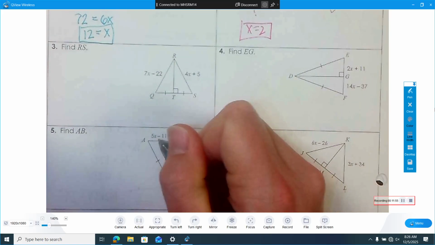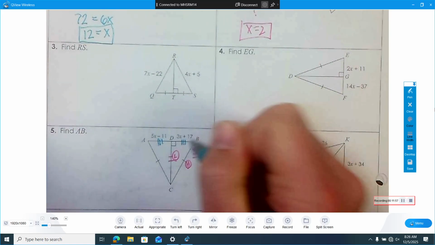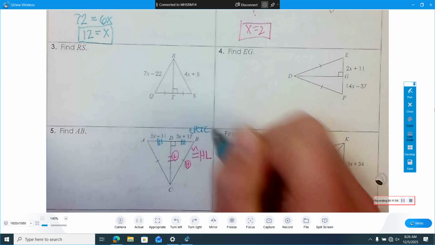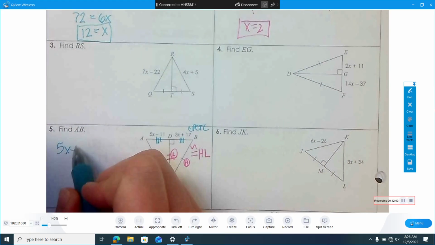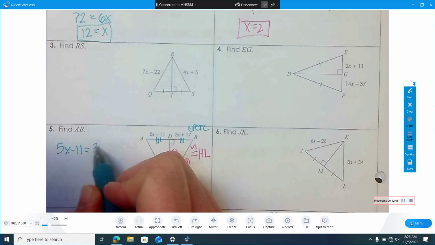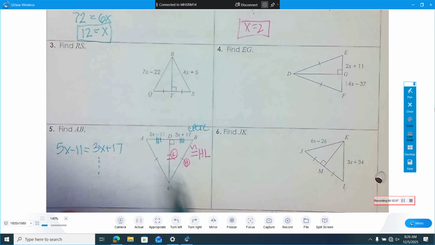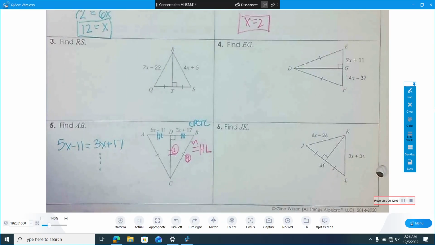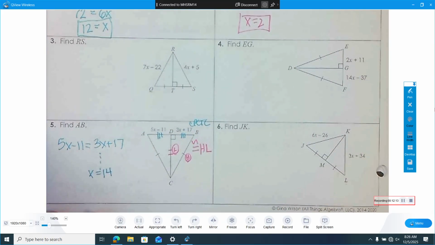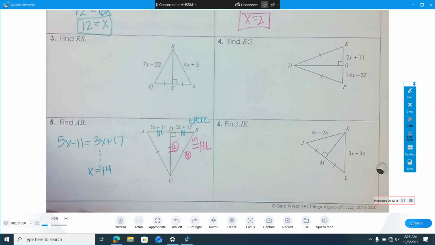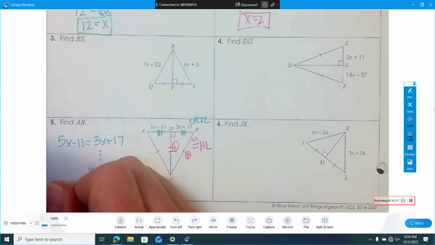We have the third set of sides must be congruent by CPCTC. And so, yes, you are right. Then we can say that 5x minus 11 is equal to 3x plus 17. And we could solve that from there. 2x equals 28. X equals 14. Are we done? No, we got to find AB.